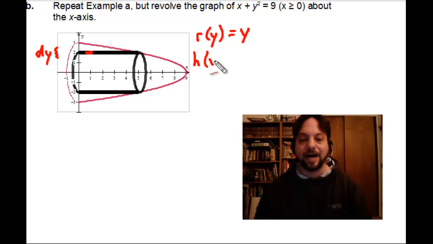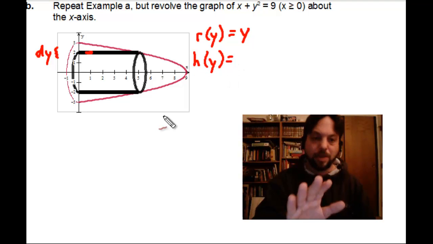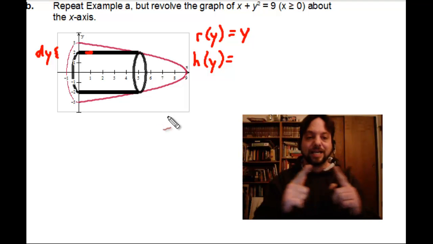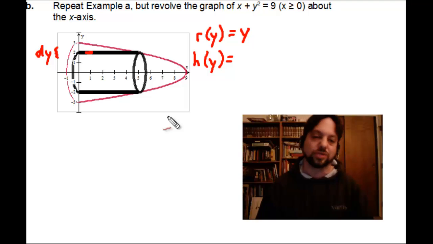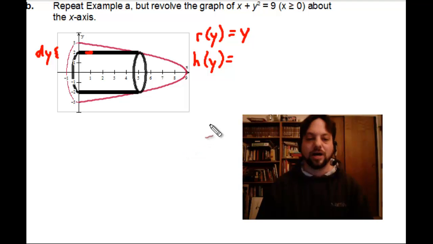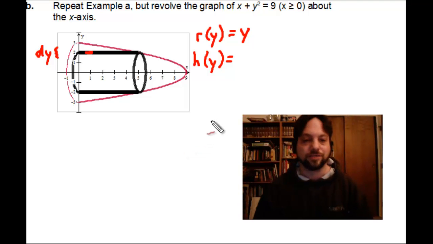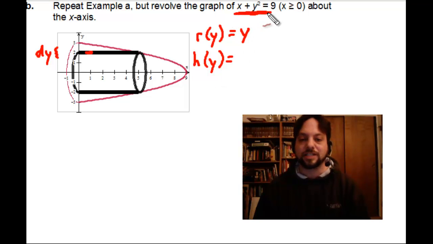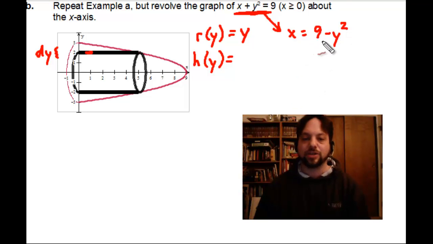Now, in order to find the height of each cylindrical shell, and maybe height is a misnomer, because the height is actually going to be how long each shell goes. But if you tilt your head sideways or flip your monitor on its side, if you will, then they're heights. And, you know, without loss of generality, it all works the same. So in order to do that, we're going to have to solve this given equation for x. And if we do that, what we'll see is that x is equal to 9 minus y squared. And so that is going to be the height of each cylindrical shell, 9 minus y squared.